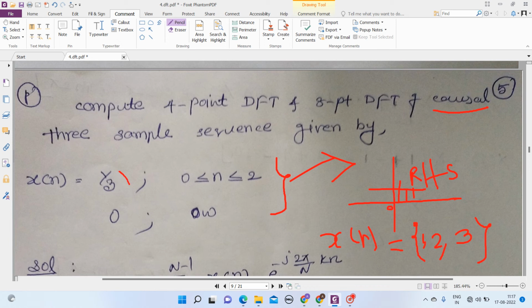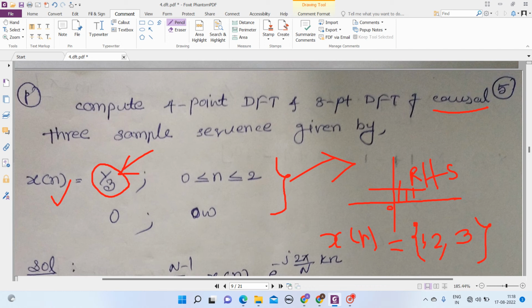Sometimes, instead of giving the numbers as here, they will give an equation. So you have to apply the values of n and solve the problem to find out the samples. We will solve such problems in the upcoming videos.